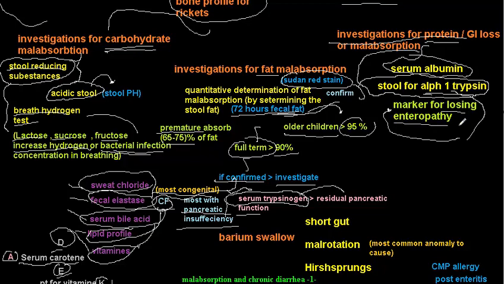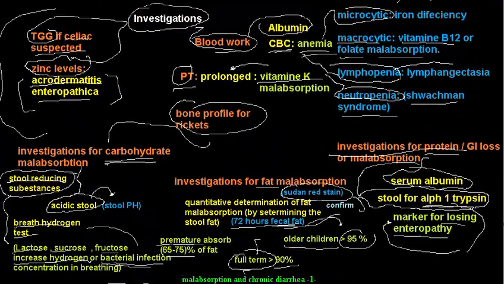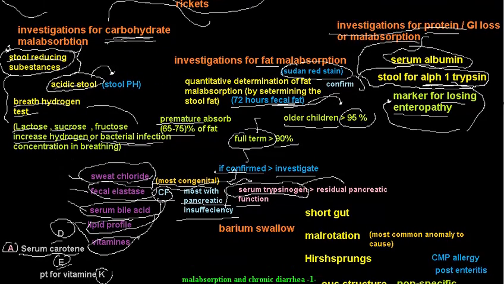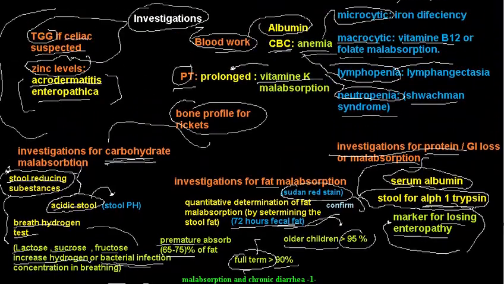So remember, in protein deficiency or protein malabsorption, you have to check alpha 1 antitrypsin. If you find it in the stool, this is a very important marker for protein losing enteropathy. In addition, there are special tests for carbohydrate, fat, and protein. Remember them all: the acid stool and the stool reducing substances for carbohydrate. It makes sense to investigate these things in each type of malabsorption.